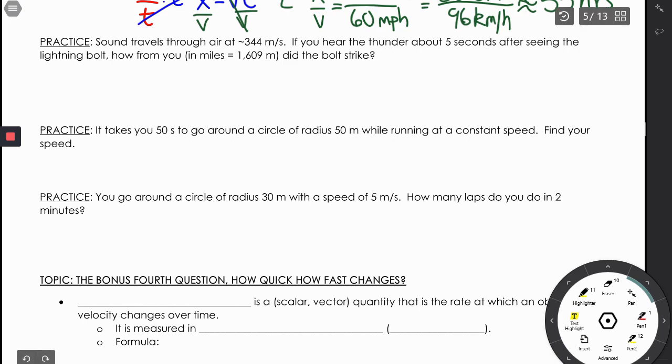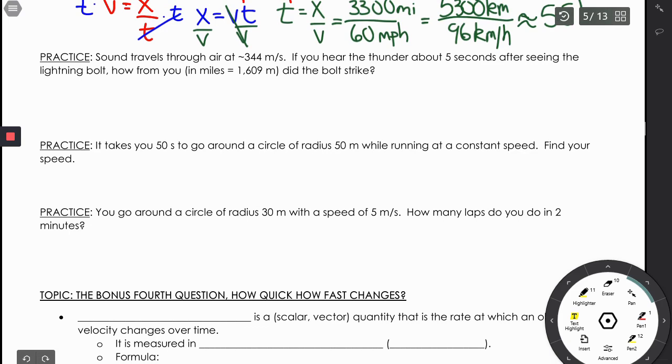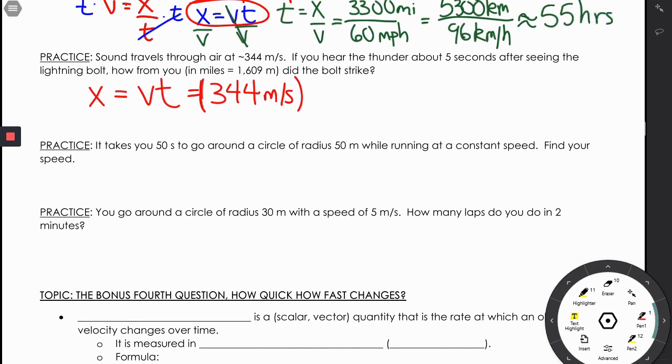So we're looking for x, right? I've already done the algebra. It's right here. x equals vt. So I'm going to do 344 meters per second. The reason this happens is because light travels so much faster than sound. Light is 300 million meters per second, and this is only 344. Then we're going to multiply that by 5 seconds. Again, I apologize, I can't do that number in my head.